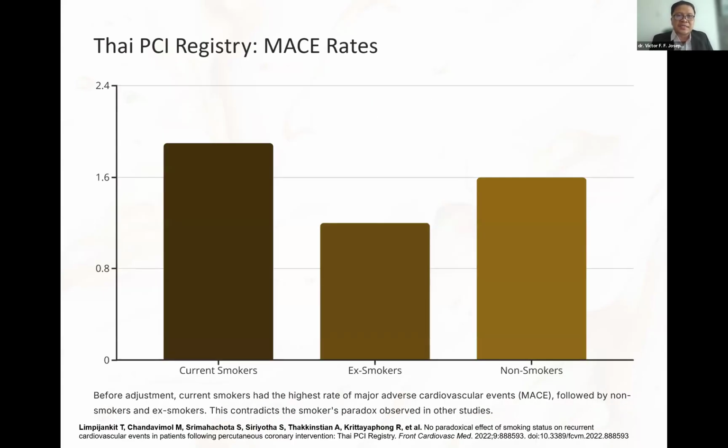For the PCI registry MACE rates in current smoker, ex-smoker, and non-smoker, we found that before adjustment, current smokers had the highest rate of major adverse cardiovascular events, followed by non-smokers and ex-smokers. This actually contradicts the smoker's paradox observed in other studies, right?